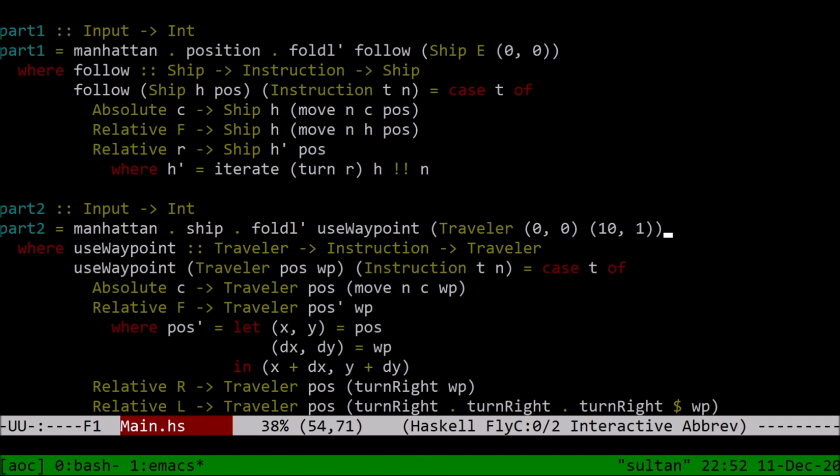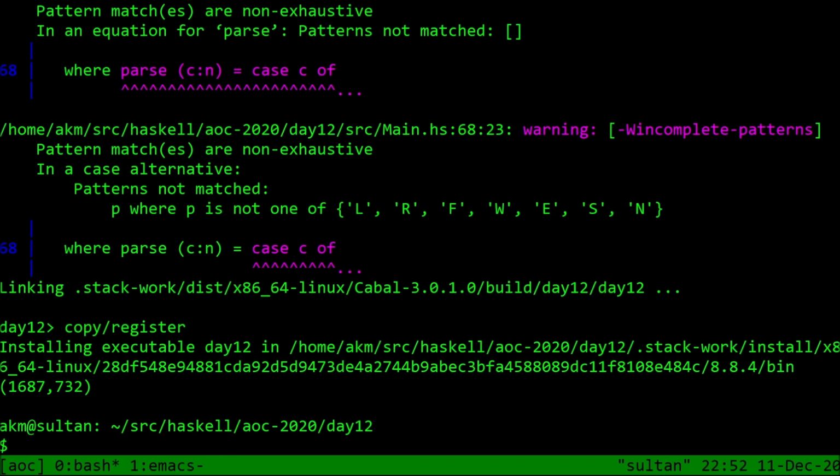Did Manhattan ship foldl use waypoint starting here at East 10 North 1? Here's a funny thing. It actually doesn't even matter. Oh, it does matter. I was going to say it doesn't matter if we got the directions correct, because it's all relative, but that's not true. There's absolute movements for the waypoint. Our coordinate system is arbitrary, but we have to be consistent about it in how we specify the initial waypoint. Well, first of all, do we still get the right answer for part one? We do, okay.